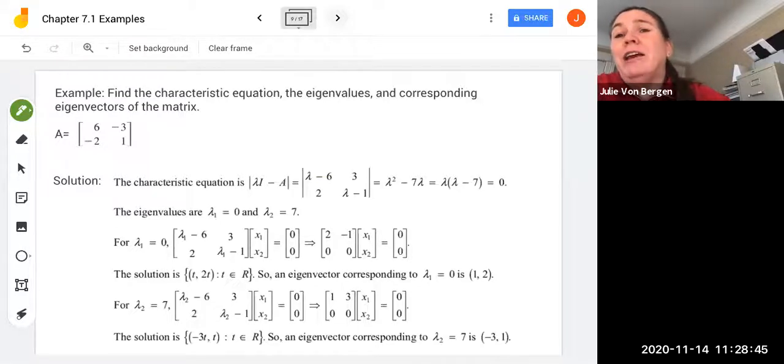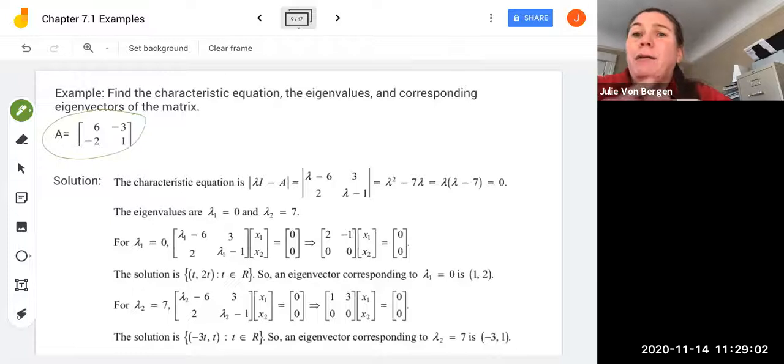Here we're going to find the characteristic equation, the eigenvalues, and the corresponding eigenvectors of this 2 by 2 matrix A, where the entries in the first row are 6, -3, and the entries in the second row are -2, 1. So the characteristic equation is going to be the determinant of lambda I minus A.